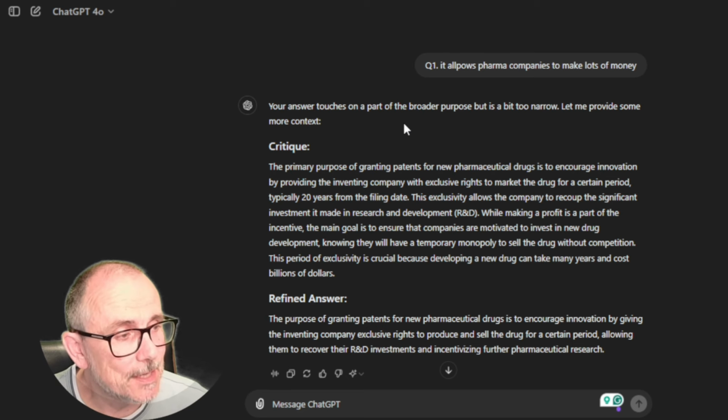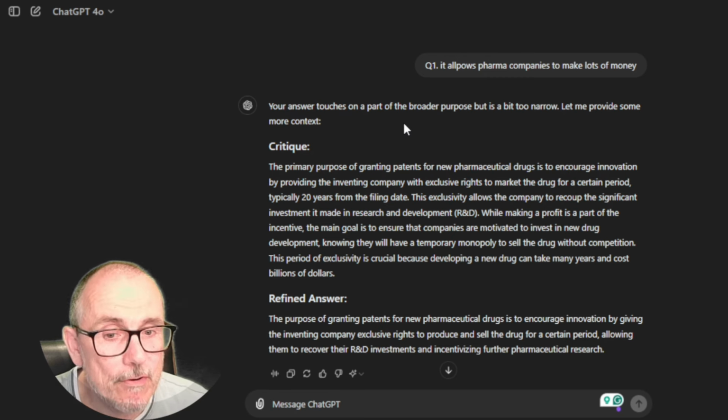That's the important part of intellectual property rights, to provide the inventing company with exclusive rights to market the drug for a certain period, typically 20 years. This exclusivity allows the company to recoup a significant investment it made in research and development, R&D. While making a profit is part of the incentive, the main goal is to ensure that companies are motivated to invest in new drug development, knowing they will have a temporary monopoly to sell the drug without competition.